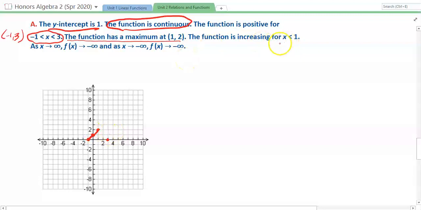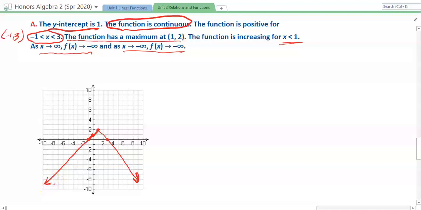It says the function is increasing when x is less than 1. So anything up until I hit here, it is increasing. And if I'm following these points, it looks like it's going to go like this. Then we're told as x goes to infinity, y goes to negative infinity. Well, that makes sense to go from this point to this point and then continue through this way. And as x goes to negative infinity, that's going to the left, y goes to negative infinity as well. And so we get this absolute value function.